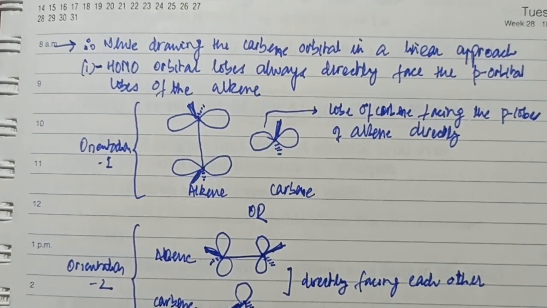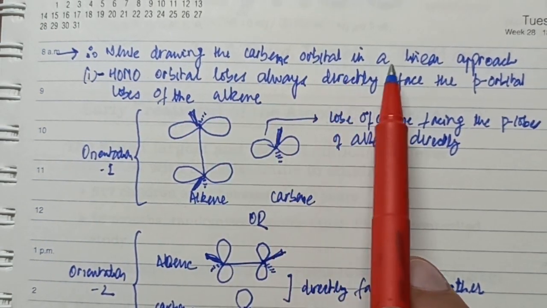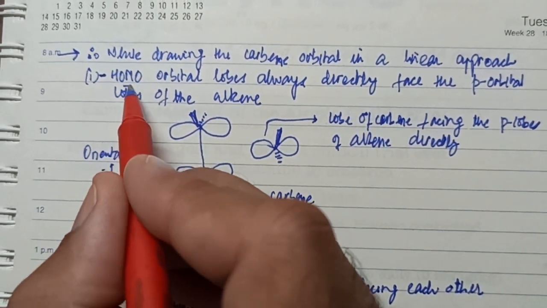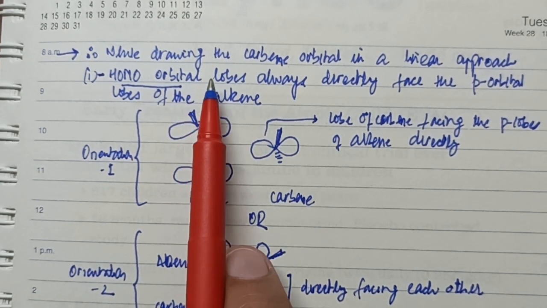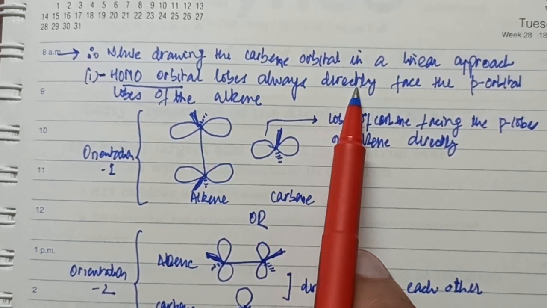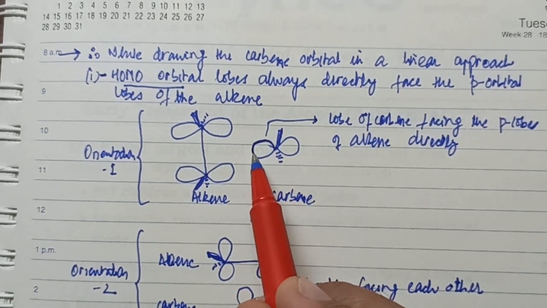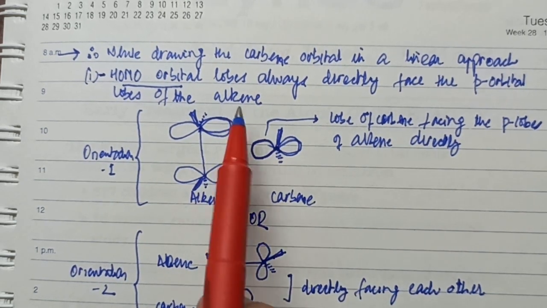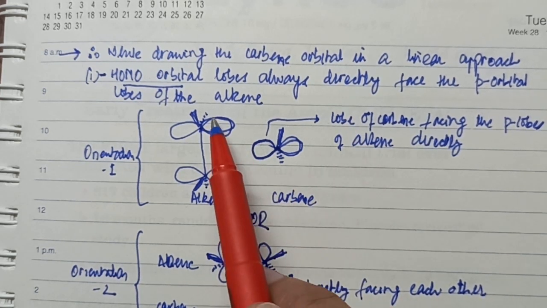Therefore, if you draw the linear approach of carbenes, now we have to understand a few facts here. While drawing the carbene orbitals in a linear approach, what do we need to remember? First, if we are drawing the HOMO orbital of the carbene, then it should be drawn in such a way that its lobes always directly face the p orbital lobes of the alkene. Means if I am drawing the HOMO of the carbene, its p orbital lobe should always directly face the lobe of the alkene. This is the depiction for the HOMO. See, the lobes are directly facing one another.